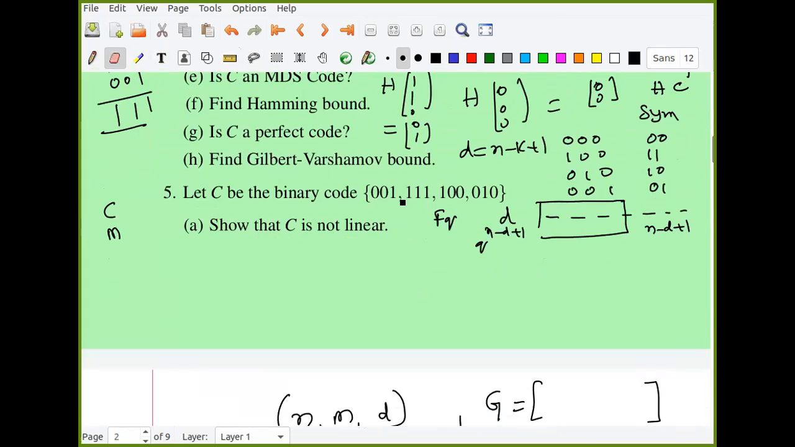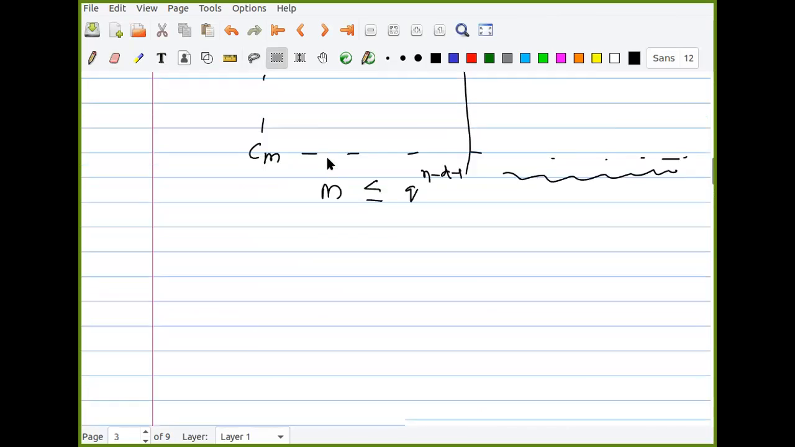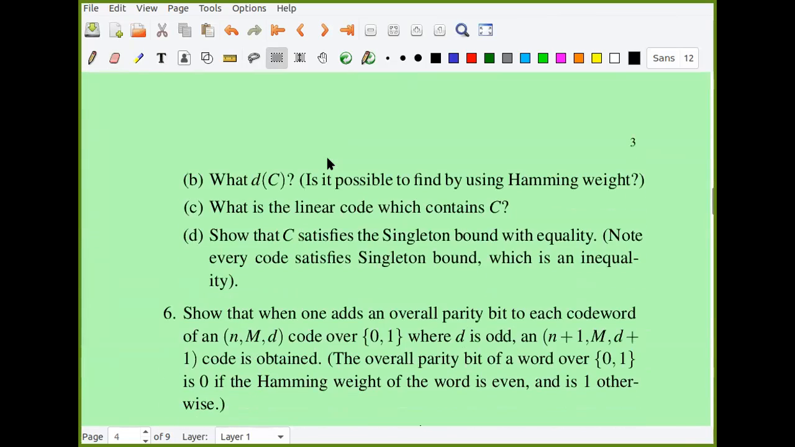That is one thing. Is there any other way, Suresh? Yes, sir. Distance is not equal to weight. Also, zero vector is not there. Okay, you told very many ways. Very nice. So the question is, what is D C? It is a code as such, but it's not a linear code. What is a linear code which contains C?